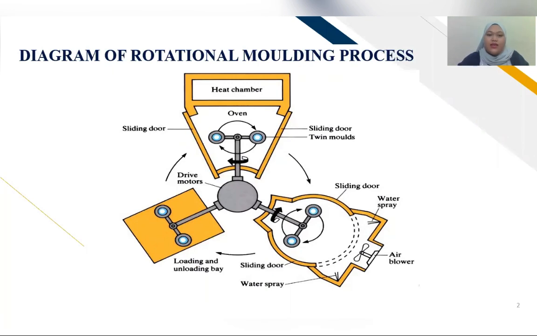Today I want to present about the diagram and method of rotational molding process. If you can see on your screen, this is the diagram of the rotational molding process. It has 3 stations: heating station, cooling station, and load and unload station. At the center of the stations, these are drive motors.